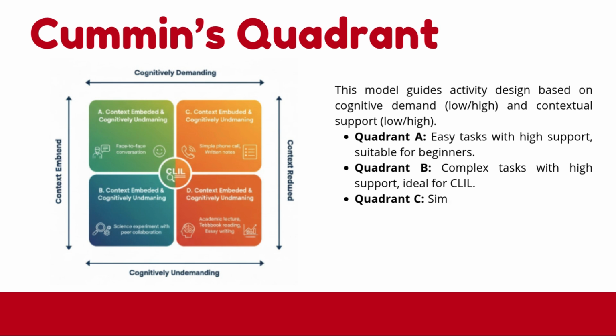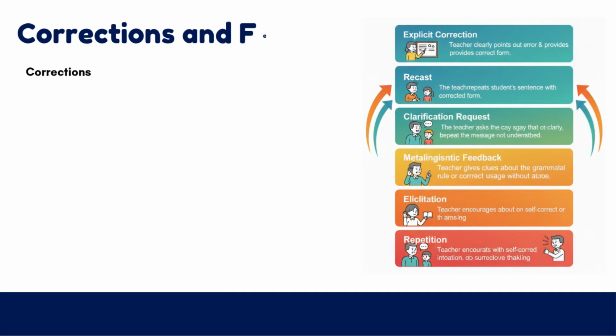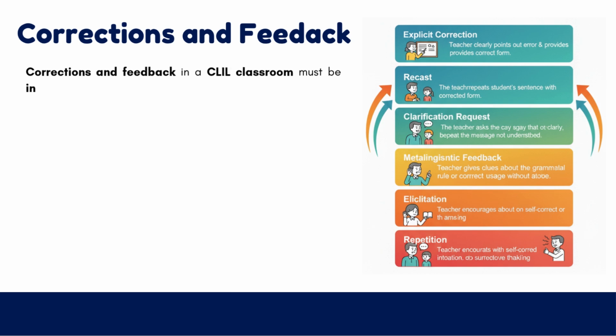Quadrant C, simple tasks with low support, high language load. Quadrant D, difficult tasks with low support, challenging at all levels. Corrections and feedback in a CLIL classroom must be intentionally planned because they shape students' progress and motivation.